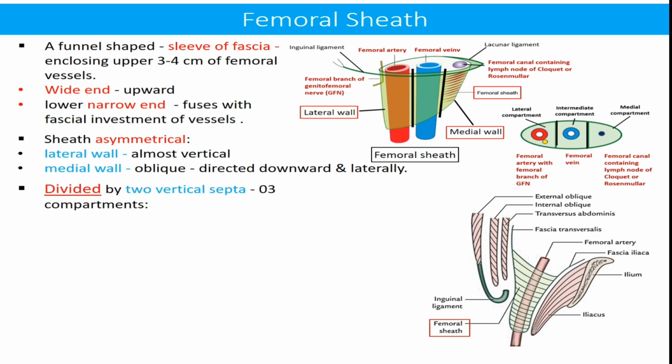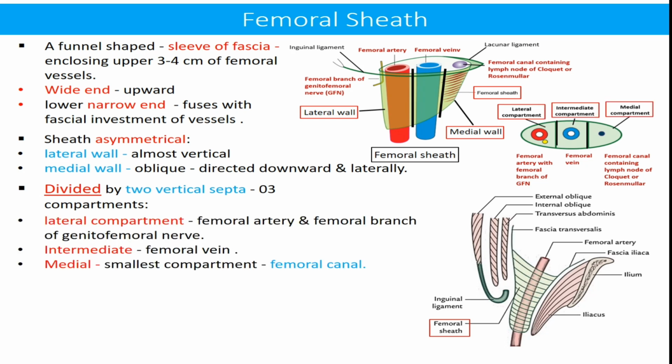It is divided by two vertical septa into three compartments. The lateral compartment contains femoral artery and femoral branch of genitofemoral nerve, whereas the intermediate compartment contains femoral vein. The medial compartment, which is the smallest compartment, is named as femoral canal.